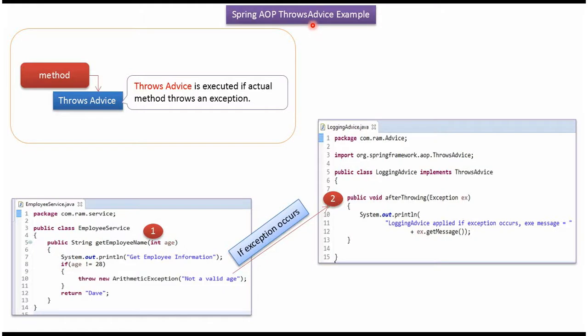In this video tutorial, I will cover the ThrowsAdvice example of Spring AOP. If the actual method throws an exception, then ThrowsAdvice will be executed, else it won't be executed.